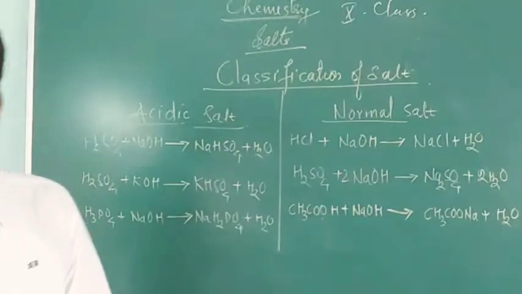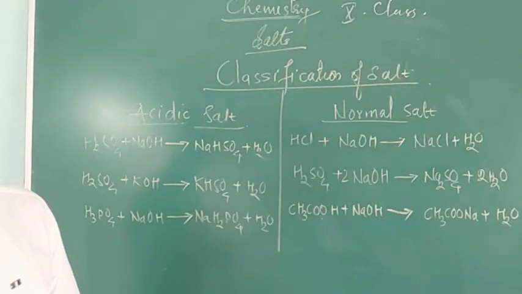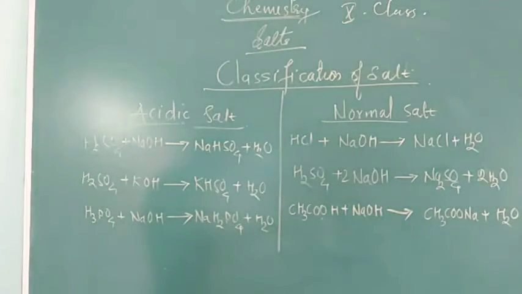What is the definition of normal salt? Normal salts are formed by the loss of all possible protons of an acid, that is, all replaceable hydrogen atoms. Such a salt does not contain a replaceable hydrogen atom.